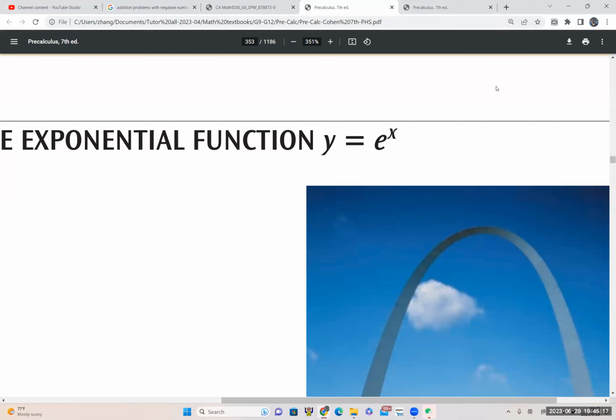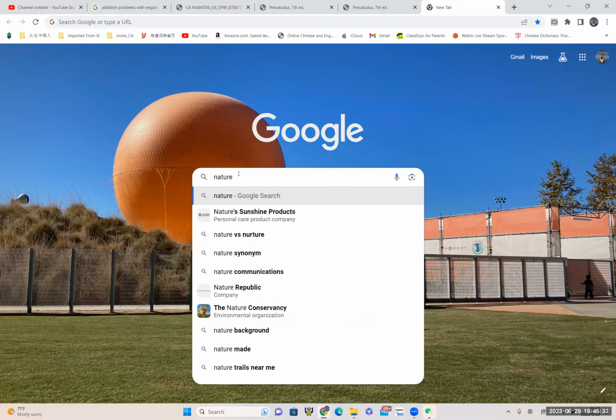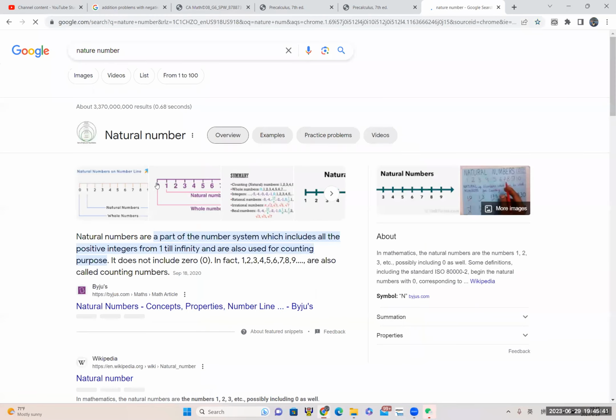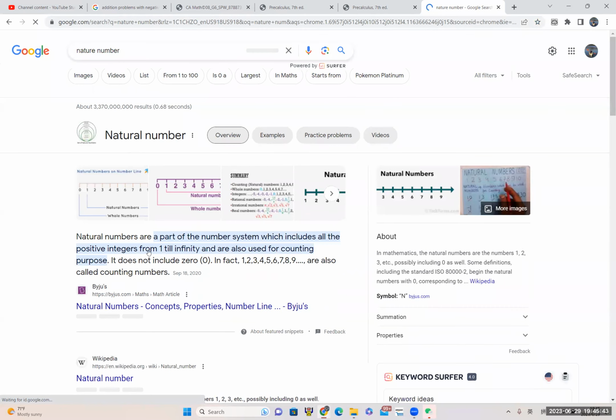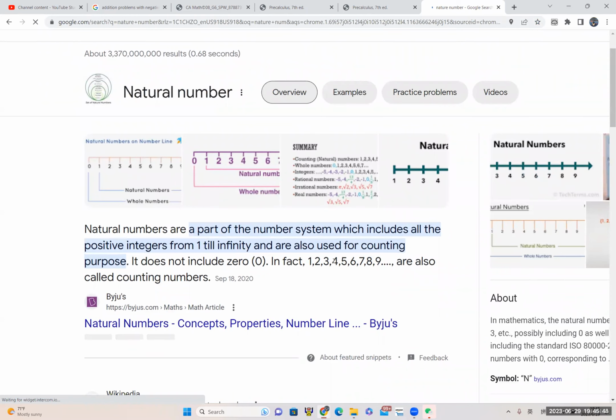No, natural number just means a counting number: 1, 2, 3, 4, 5. Right? Yeah, for example, if we type natural number, somebody asked this question. It's just this, right? But it does not include 0.